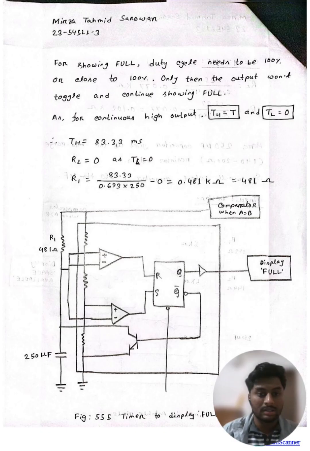So as for the continuous high output, the t high time needs to be equal to the time period we got earlier, and the low time should be 0. And here's the formula. We again calculated the high time for this case, and the resistors value, the R2 was 0 and low time was 0, and R1 we got 481 ohm. Then we designed the circuit again, and this is for the monostable mode.